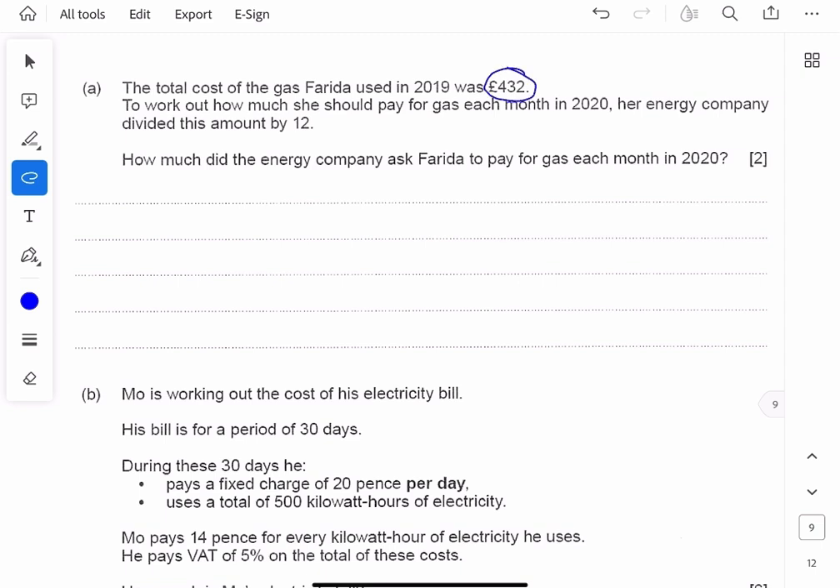Okay, so this question is purely on division. You just need to show you can divide. It's 2 marks. So you're going to divide 432, which is your total cost for the gas, by 12, and that will give you the amount per month.